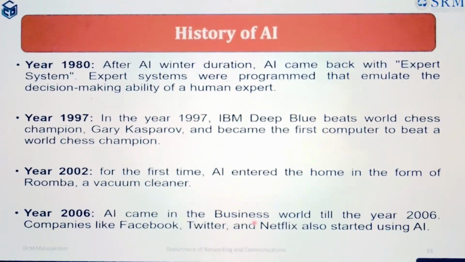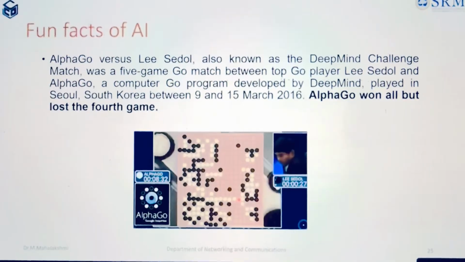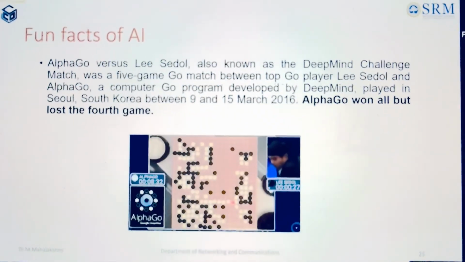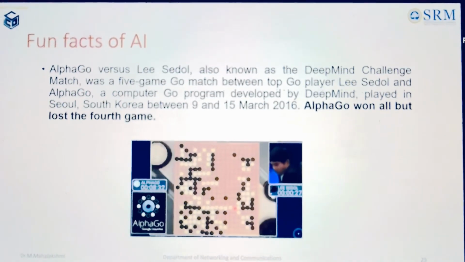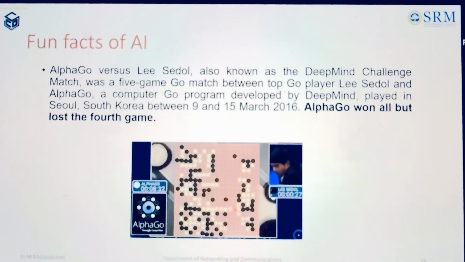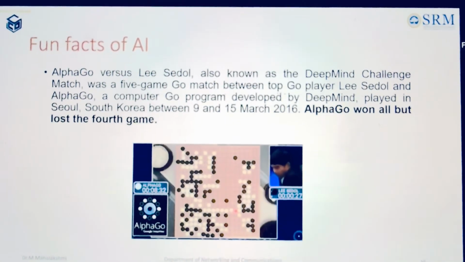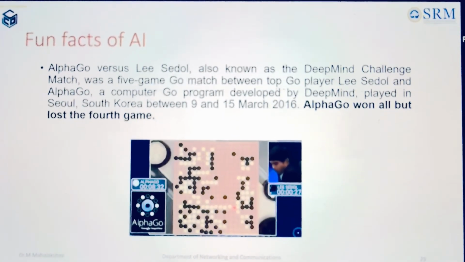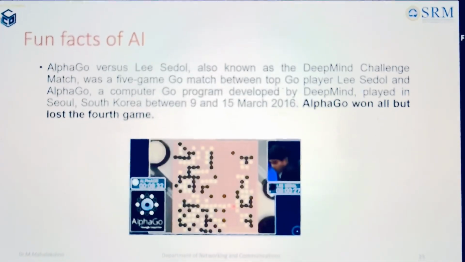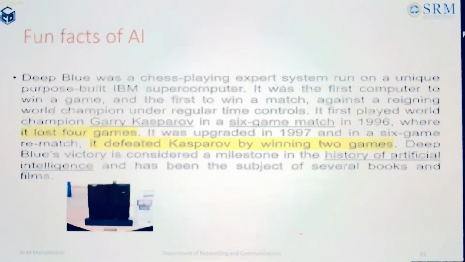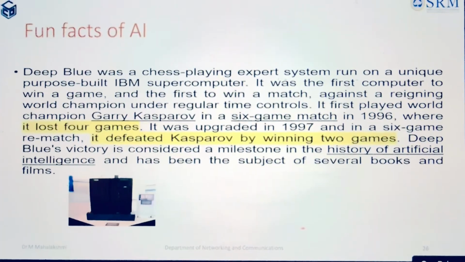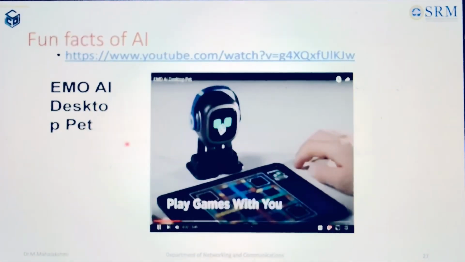The same thing with whatever I've said here. These are some fun facts. Initially, AlphaGo. This is one of the Go games where AI beat a human being. Until 2016, the AI was not able to beat any human being in it. In 2016 it beat a human being in this particular game, AlphaGo. Then in 1996, the AI beat Gary Kasparov in chess.